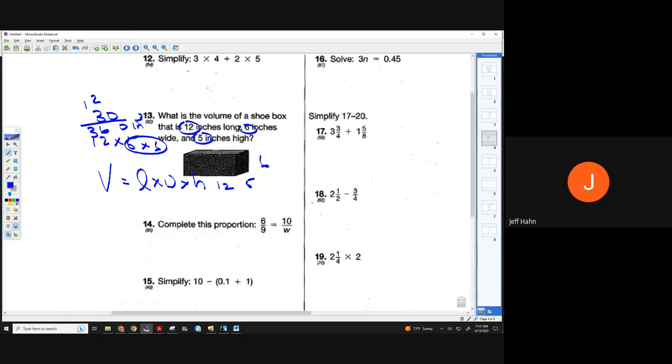What was the answer for 15? Number 15 was 8.9. Again, I heard a lot of hums out there on a lot of different problems. Number 5 was 44 millimeters. Number 18 should have been 1 3/4.